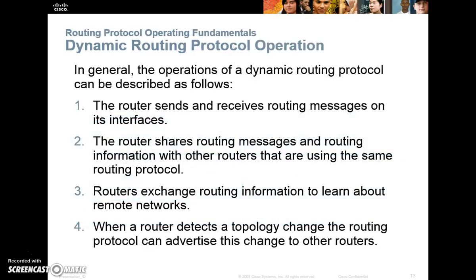Okay, let's look at how dynamic routing protocol works. In general, when the routers boot up, they will try to send and receive routing updates on their interfaces. Then they will share this routing message with other routers using the same routing protocol, and using this message, they will start to build their routing table. And when there's a topology change due to a path or interface going down, the router will advertise the change to their neighbors so that they can update their routing table.